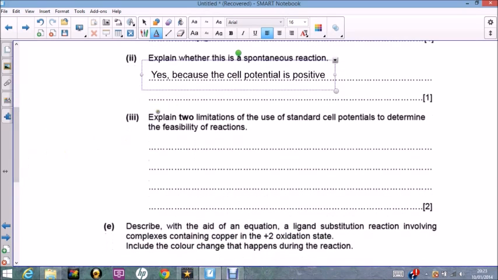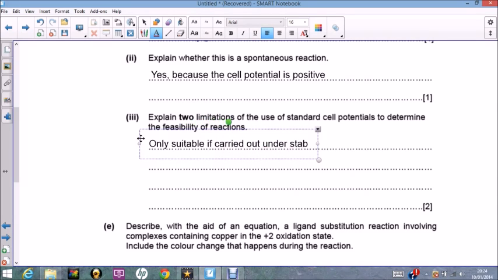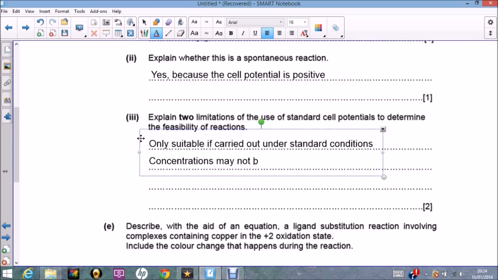And then we've got limitations. So we think about the limitations. This experiment is only going to be suitable if carried out under standard conditions. And second mark, it's a little bit odd, but the second mark is about concentrations. Now you might be thinking that we're not saying anything different because concentration is mentioned in the standard conditions definition for electrode potentials, but it's usually counted as a separate mark. Okay, so we get 1 mark for mentioning that concentrations might not be 1 mole per decimetre.